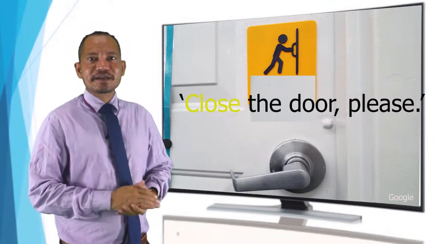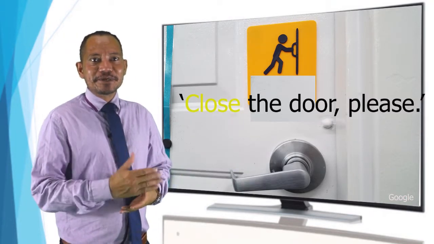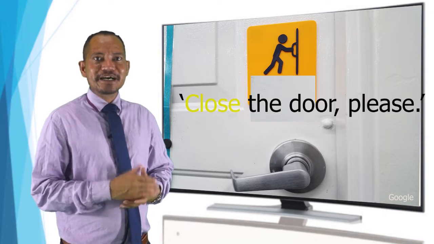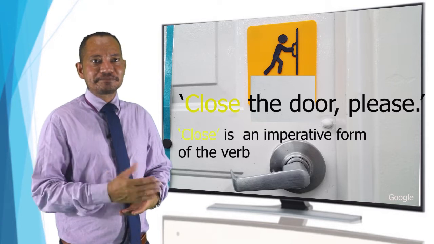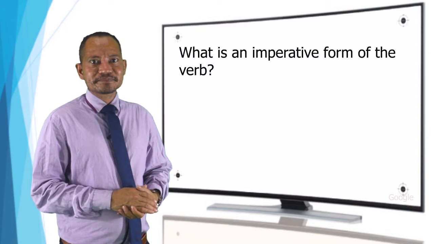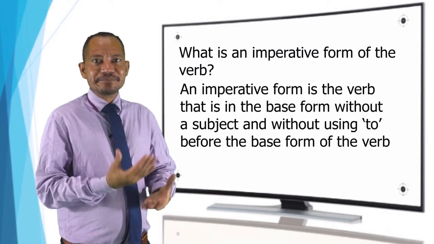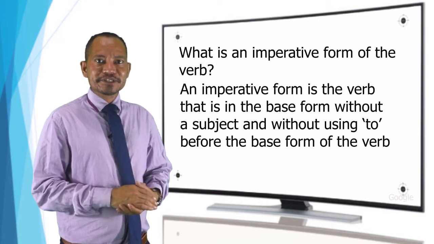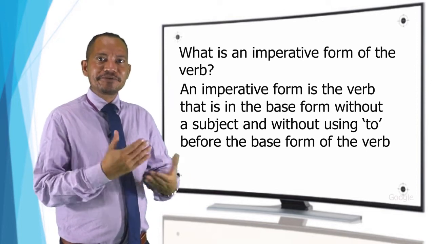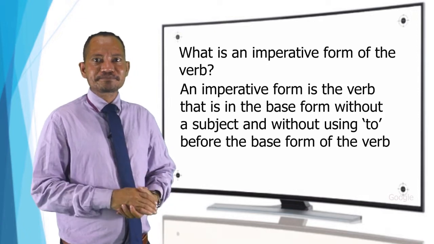Alright, let's start by looking at this example sentence. Close the door, please. In this sentence, the verb close, shaded in yellow, is an example of an imperative form of the verb. So, what is an imperative form of the verb? In English, an imperative is the verb that is in the base form without a subject and without using to before the base form of the verb.